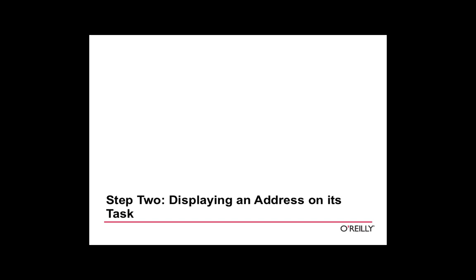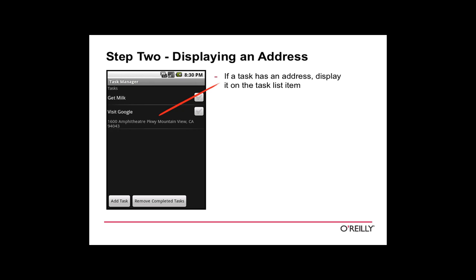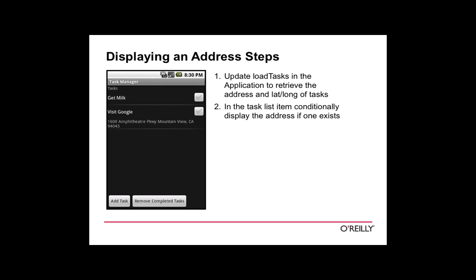Okay, now the next thing we need to do is display the location that's attached to the task on the item, so that you know, as a user, that you want to go to a certain location for that particular task. And if we don't have a location on the task, then we won't display it. To do that, we need to update load tasks in the application to retrieve the address, lat and long, and then update the list item to conditionally display the address if we have one.